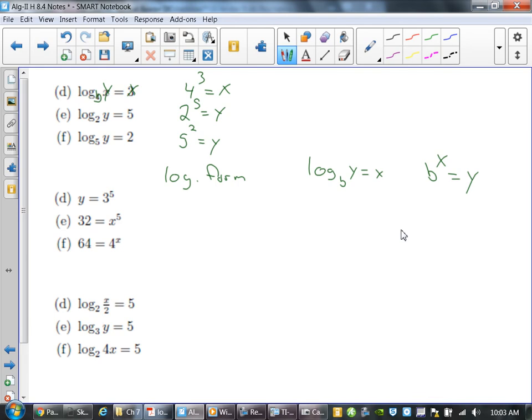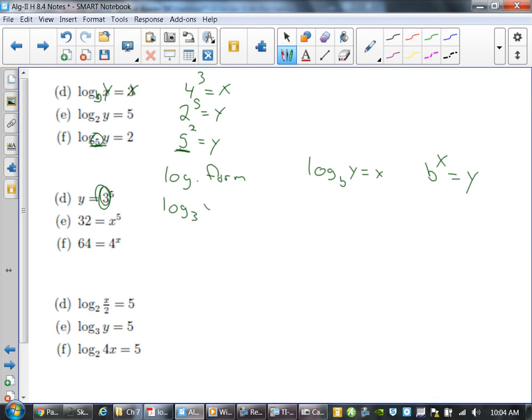Your base is always going to be whatever the exponent is raised to. Notice the log base 5 here is the 5 here. These bases will always be the same, okay? So here you're going to get log base 3 of what?